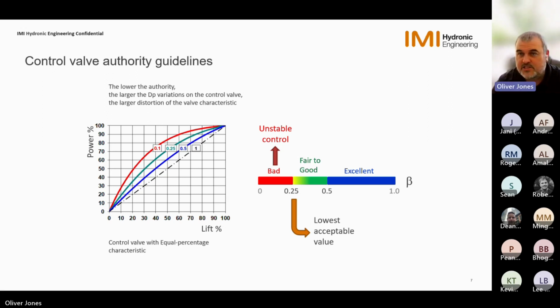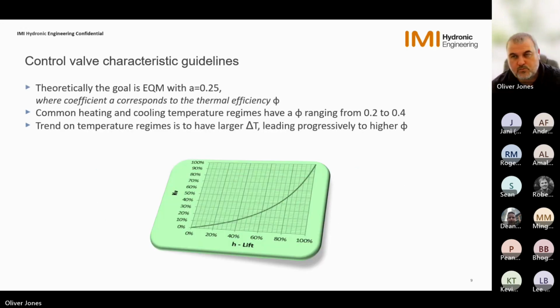Anything in the excellent band, which is 0.5 to 1, as I say, we won't go there, but 1's not really achievable. But anything above 0.5 will give us this excellent bandwidth. So we can see we're in a very tight control compared to the perfect linearity. So the curve is actually very slightly distorted, but it's as close as we can possibly get it. So theoretically, the goal is an EQM with a thermal efficiency of 0.25.